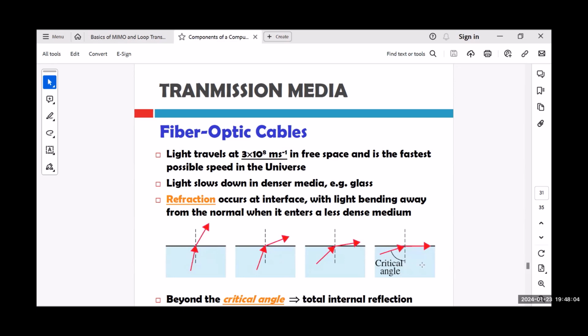And eventually we have a critical angle where total internal reflection comes into play, and all of this transmitted signal comes back and forth. There is no reflection or refraction on the outside. So we have total reflection within this first medium, right? There is no refraction, because refraction usually occurs at the interface, with light bending away from the normal when it enters the lesser dense medium, right? But at a certain angle, which is the critical angle, all of the incident wave is reflected, and that is known as the critical angle, where we have total internal reflection.